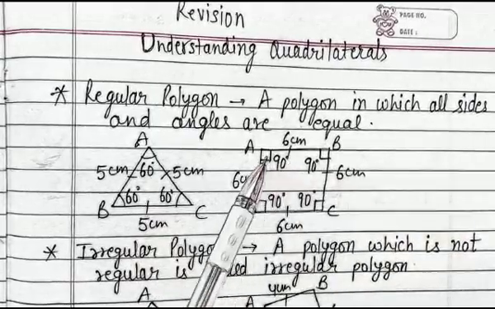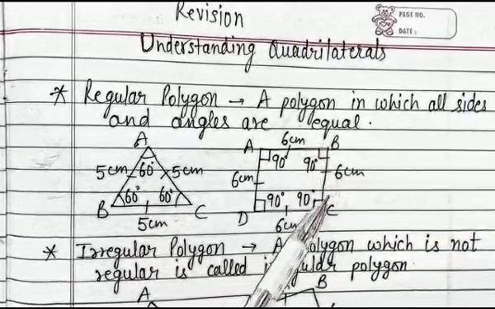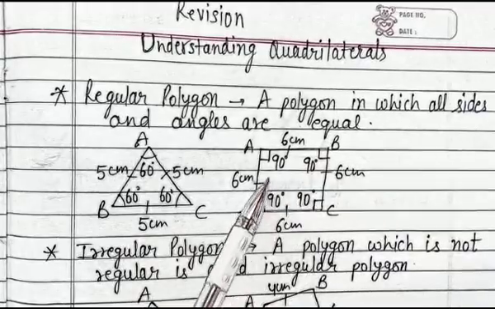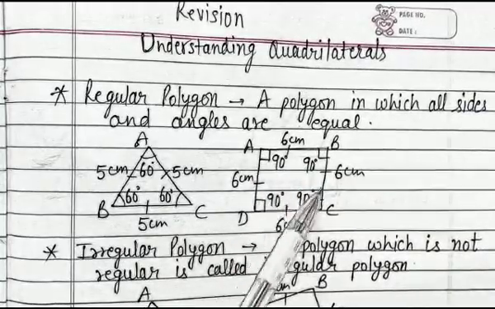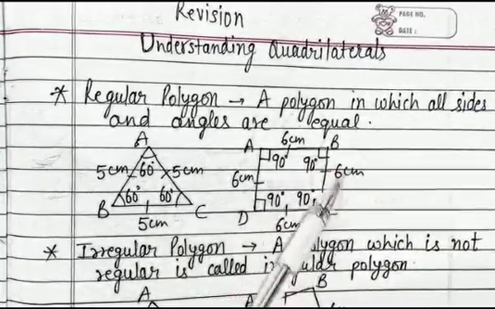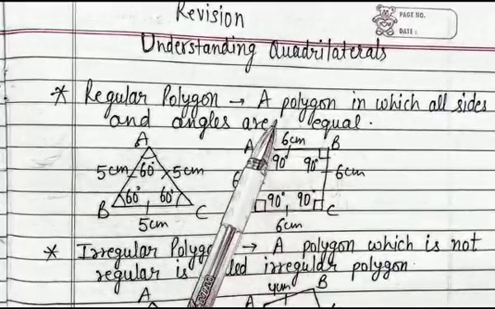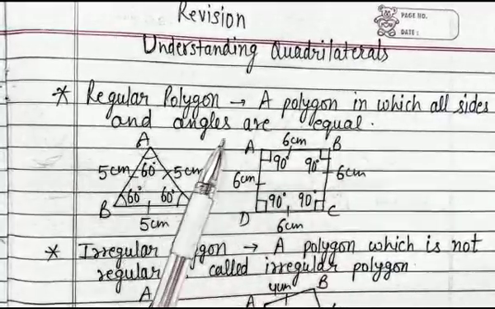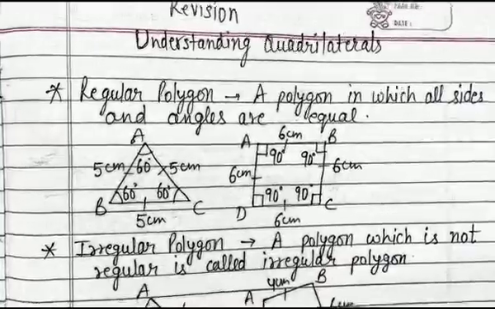Look at this one. All the 4 sides are equal, 6, 6, 6, 6, and all the 4 angles are equal, 90. Each angle is 90. So this is also a regular polygon. Basically a polygon in which all sides and angles are equal is known as regular polygon.